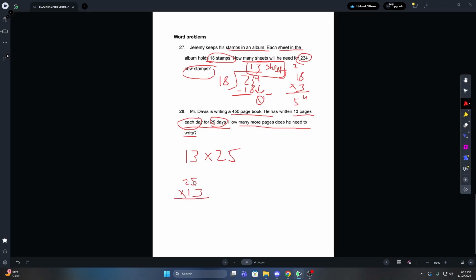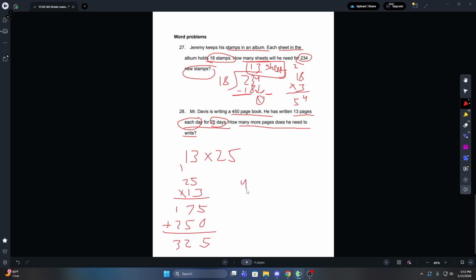And again, let's first find this. 5 times 3 is 15. 3 times 2 is 6, plus 1 is 7. Put that 0 there. 5 times 1 is 5. 2 times 1 is 2. Sorry, this is a 7. So 5. 7 plus 5 is 12. 1 plus 2 is 3.